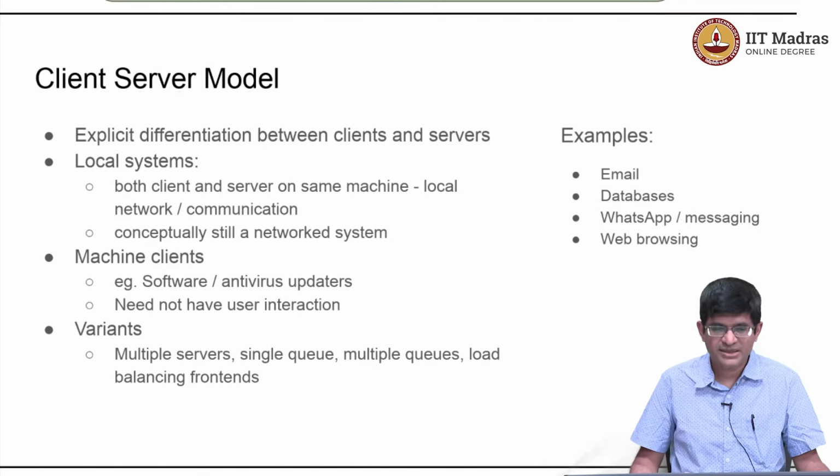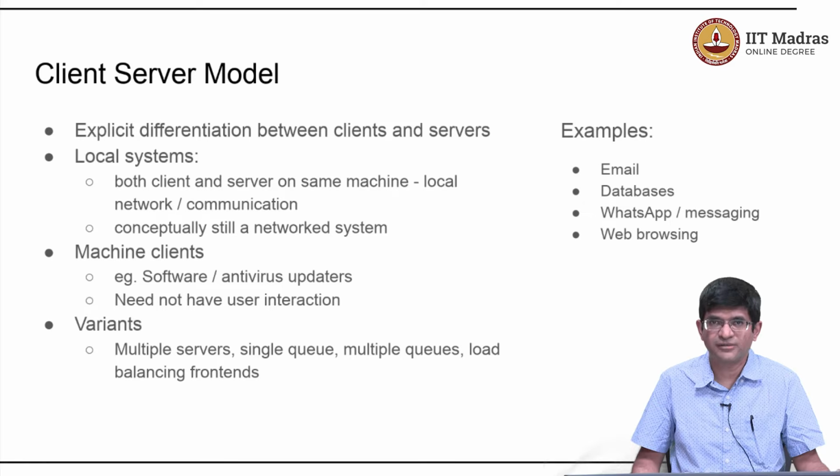So to summarize, the client server model essentially has explicit differentiation between the clients and the servers. So you clearly know at any given point which is the client and which is the server. You could potentially have both of these on the same system. There are client server applications that run entirely within your PC, for example. So on the PC, one part of the operating system might act as a server, another part might act as a client which asks for something to be done.